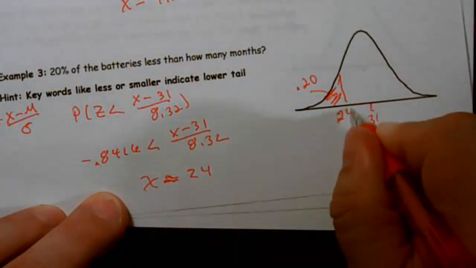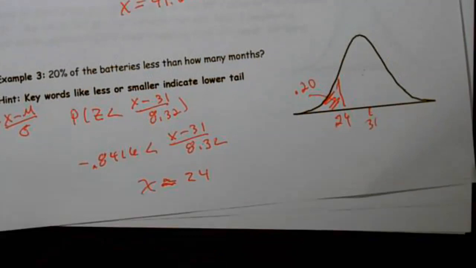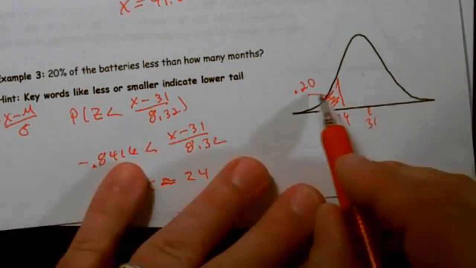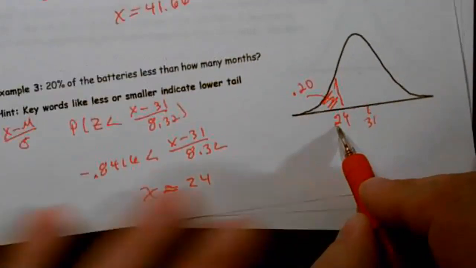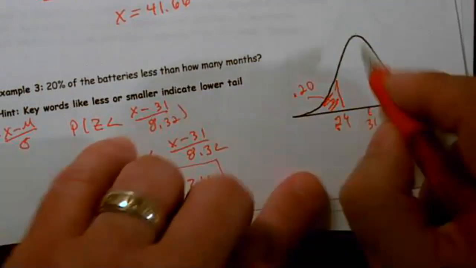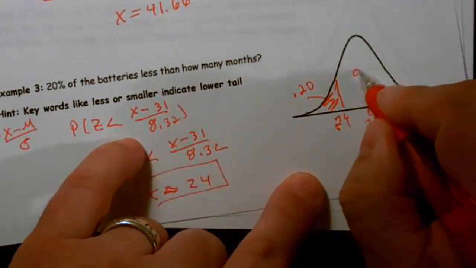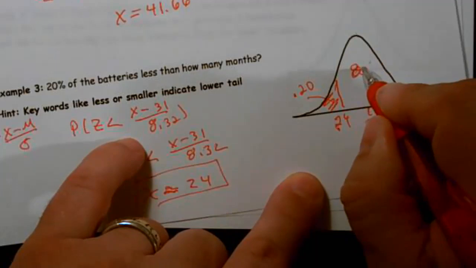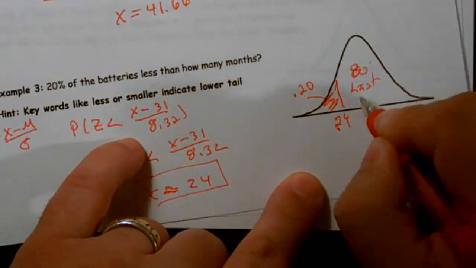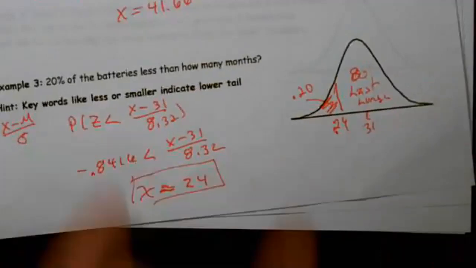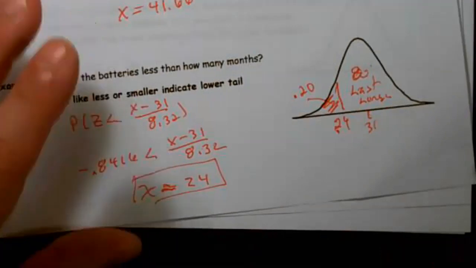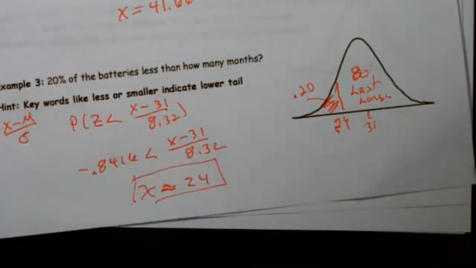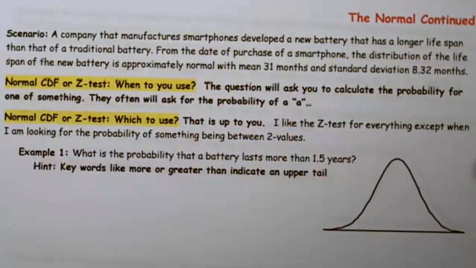Now the reason that's important is because I'm going to use this later. And so 20% of the batteries last less than 24 months. And this was the answer that they asked for. But that means 80% of the batteries last longer. So 80% last longer than 24, and 20% last less. And not important for this part, but we will be referring to this problem when we get to the binomials. Okay, so that was all inverse norm.